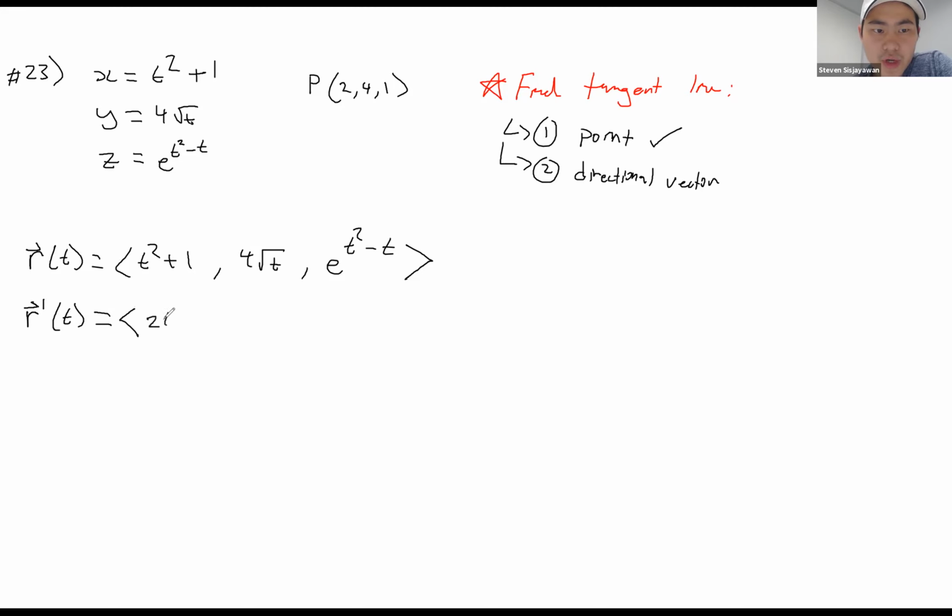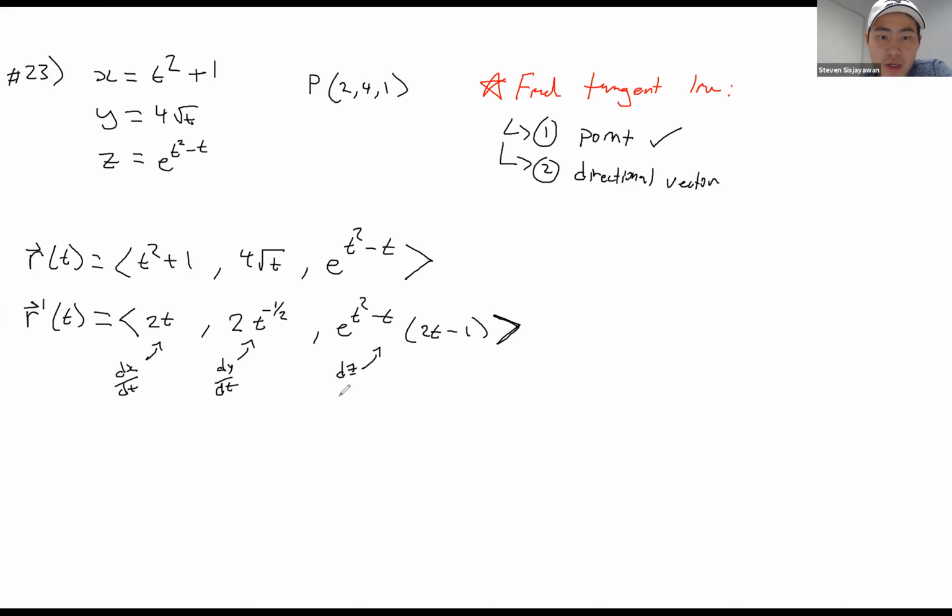We get 2t for the x. We get 2 times t to the negative 1/2 for the y. And we get e to the t squared minus t multiplied by 2t minus 1 for the z component. So this is dx over dt, this is dy over dt, and this is dz over dt. That's how I usually think of it.